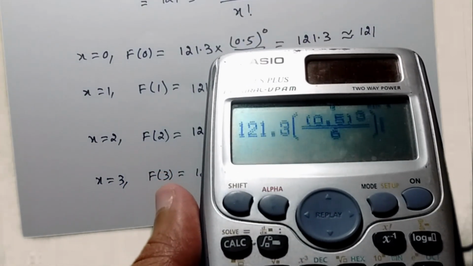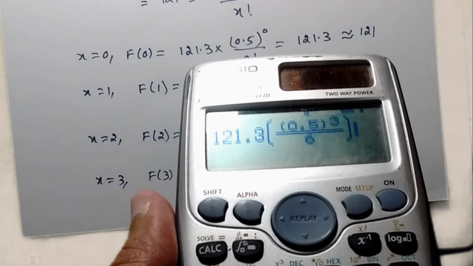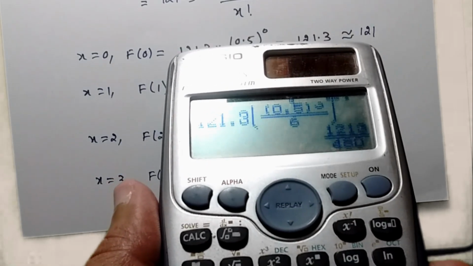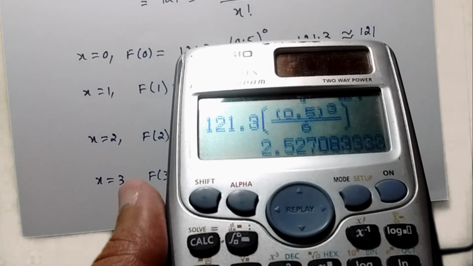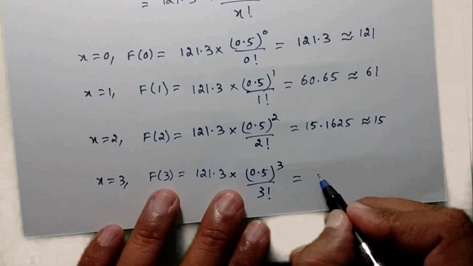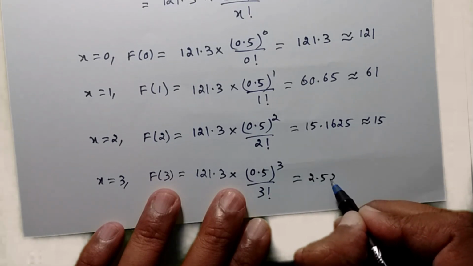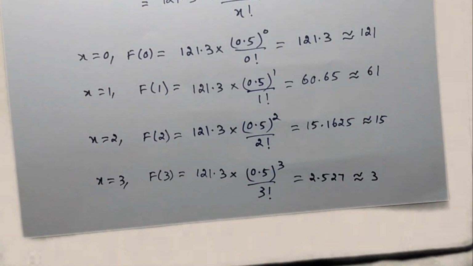Just check it. It is 121.3 into 0.5 whole cube divided by 3 factorial, which is 6. So in terms of the decimal you are getting 2.527. If you approximate it, its value will become 3.